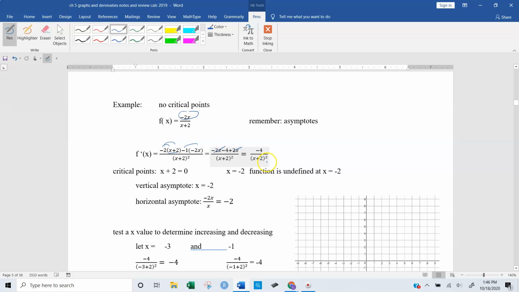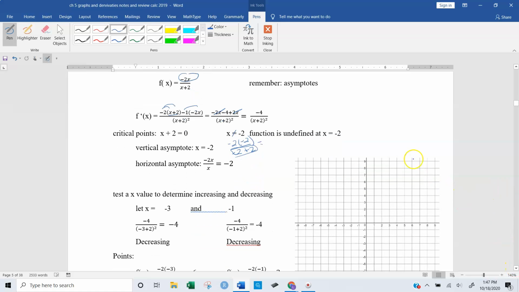Again, can't divide by 0. So x plus 2 equals 0, which means x cannot be equal to negative 2. It's undefined here. All right, if I plug negative 2 into my original, negative 2 times negative 2 over negative 2 plus 2, we have division by 0. All right, this time it's not tricky. There truly is just a straight asymptote here because it cannot be defined.